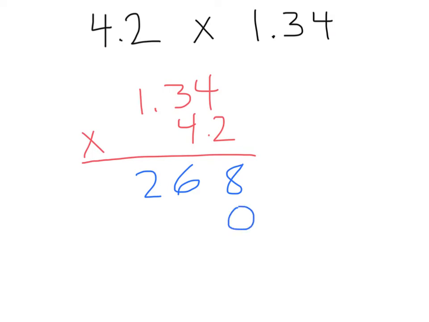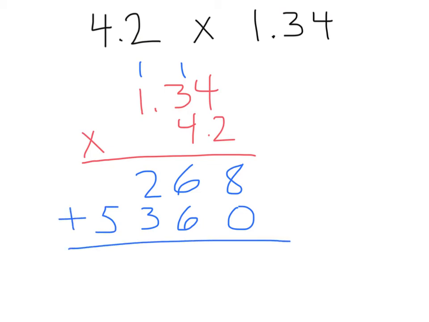Then I'm going to have 4 times 4, which is 16. I'll carry my 1. Then I'm going to have 4 times 3, which is 12. Plus 1 is 13. 13, carry my 1. And lastly, I'm going to have 4 times 1, which is 4, plus 1 gives me 5. I'm going to add up both my rows here.